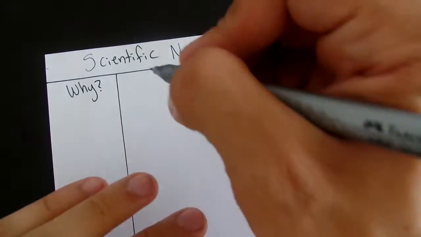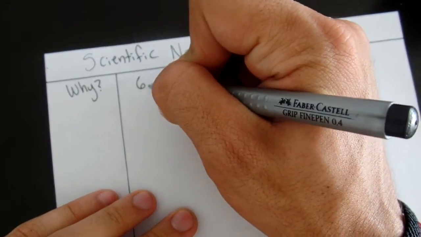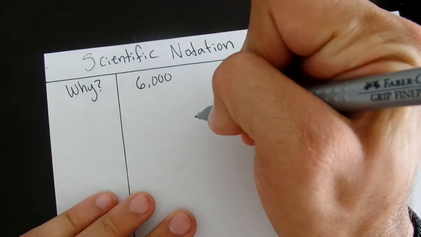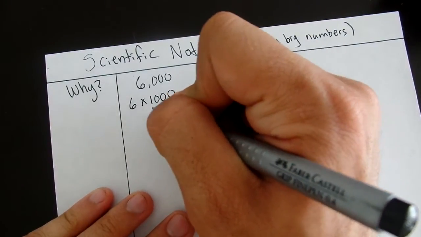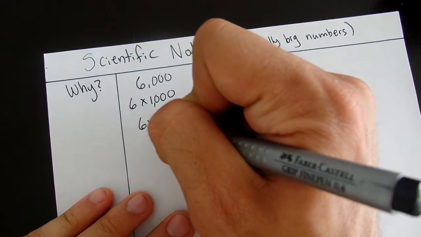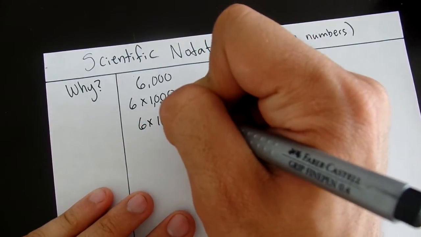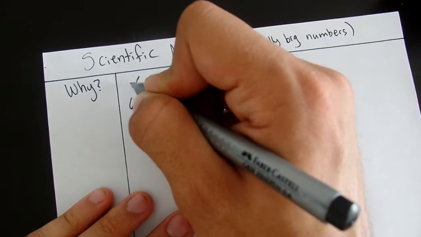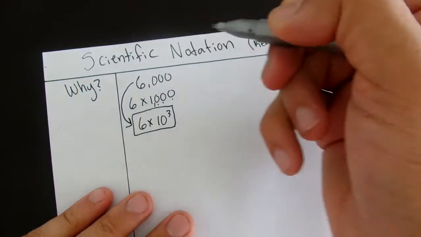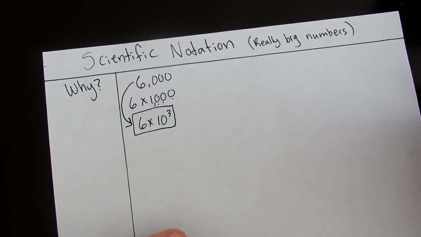Now, we did say that we could write 6,000 as 6 times 1,000, or even shorter, 6 times 10 to the 1, 2, 3. Okay? So one way to write 6,000 is 6 times 10 to the 3, and there's your scientific notation.